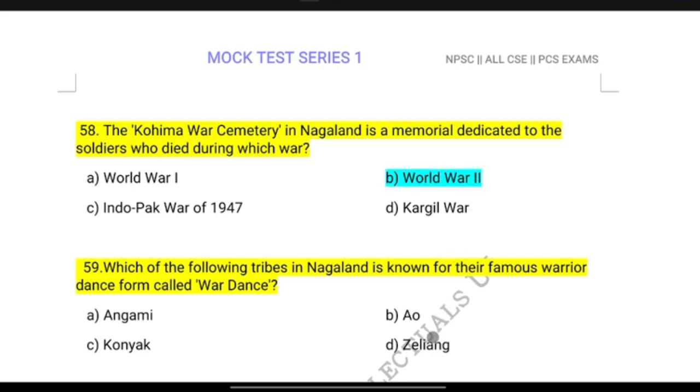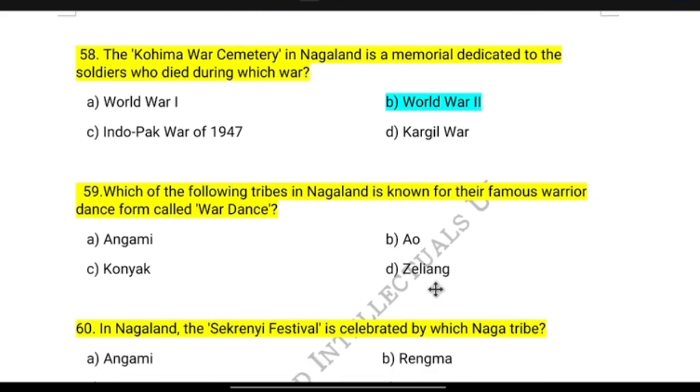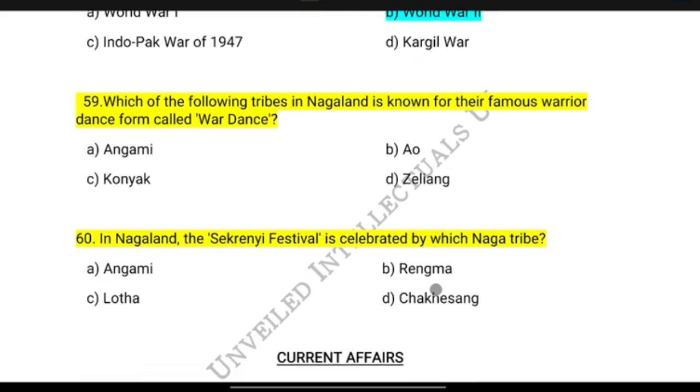Explanation. The Kohima War Cemetery is a memorial built in remembrance of the soldiers who lost their lives during the Battle of Kohima in World War II. It serves as a symbol of sacrifice and valor. 59. Which of the following tribes in Nagaland is known for their famous warrior dance form called war dance?